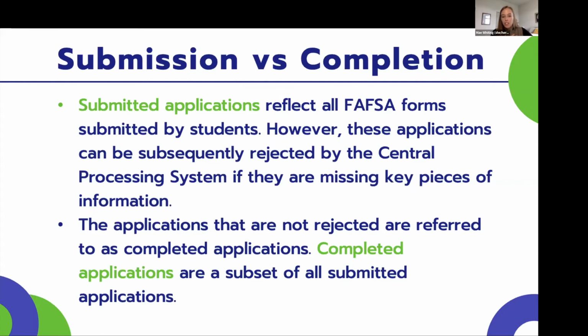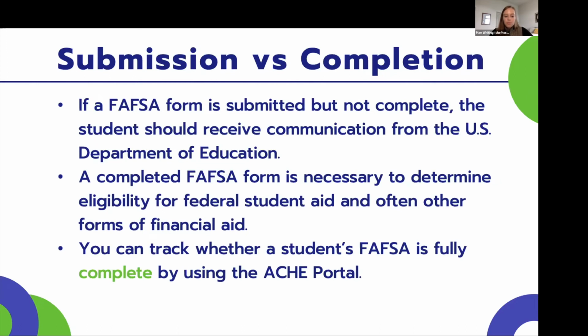I might have had 100 seniors at my school submit their application, and I might only have 60 that are considered complete. So if a FAFSA form is submitted but not complete, the student should receive communication from the US Department of Education. They'll likely also receive an email from the Alabama Commission on Higher Education. But a completed FAFSA form is what is necessary to determine eligibility for federal student aid and often other forms of aid. So you do want to make sure that the student gets all the way from submission to completion.